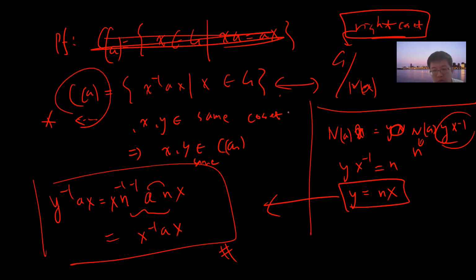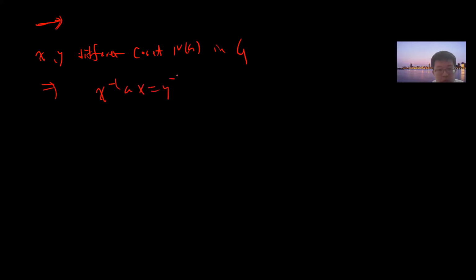On the other hand, if they are in the same right coset, they give the same C_A element. Now suppose X and Y belong to different cosets. We want to claim that X inverse A X will definitely not be the same as Y inverse A Y.